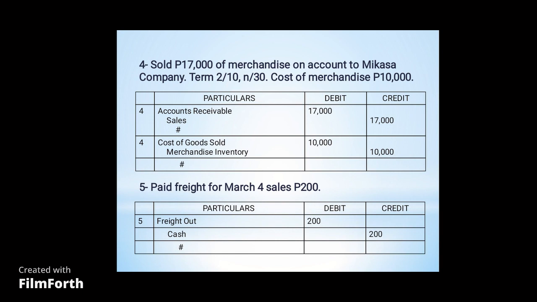So June 5, paid freight for June 4 sales, 200 pesos. So debit, freight out, credit, cash. So why is it freight out and not freight in? Because we made a sale. And if we pay freight, it is called freight out. In purchases, if we pay freight, it is called freight in. But freight in perpetual is not recognized separately, but instead it is recorded as merchandise inventory.